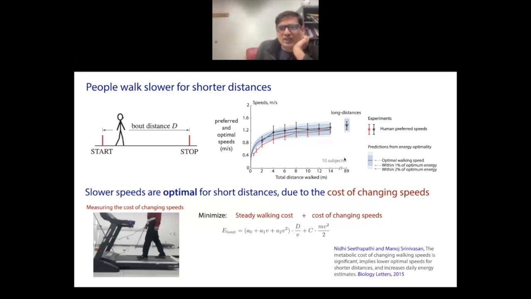And the prediction from this kind of a model is this blue band, and it overlaps roughly with the experimental data. Yes, I guess, the punchline. At the very least, it captures the qualitative behavior that shorter distances have lower speeds.